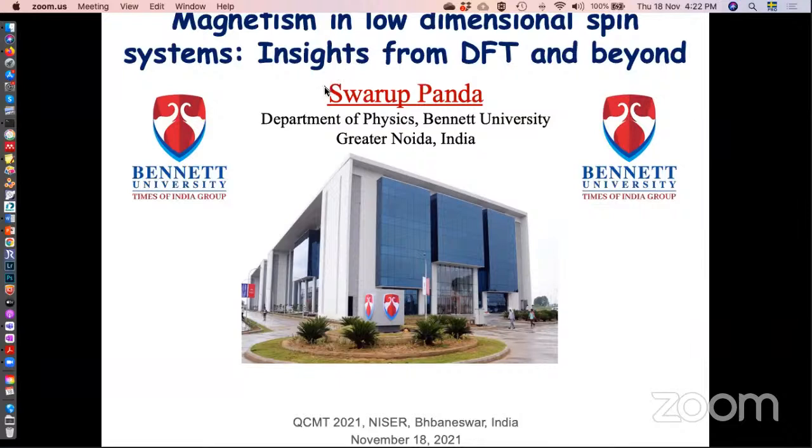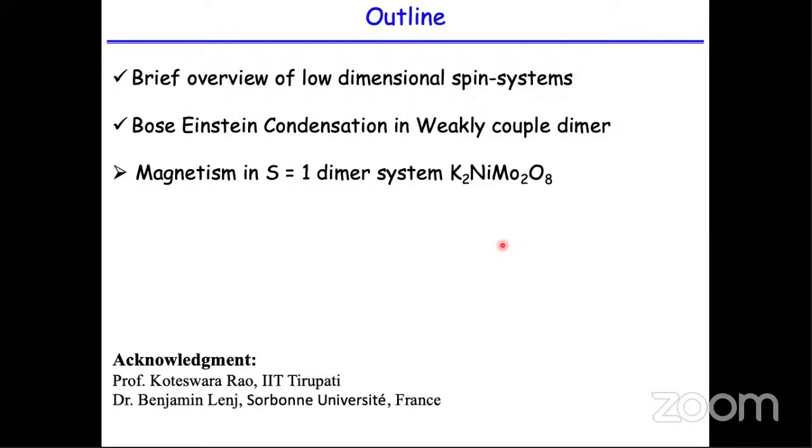Today I'll be talking about one of the areas in which we are working in collaboration with experimentalists at IIT Tirupati. So we'll be talking about low dimensional systems. Here is the outline of my talk. I'll first give a brief overview of low dimensional spin systems, and then I will talk about a weakly coupled dimer and the physics of a weakly coupled dimer, where we'll talk a little bit about Bose-Einstein condensation. And third, I will talk about a particular system which we believe exhibits a Bose-Einstein condensation, that is K2NiMoO2H.